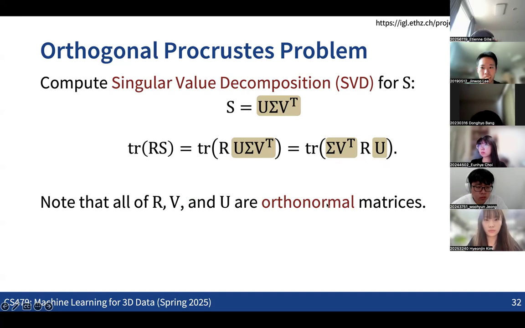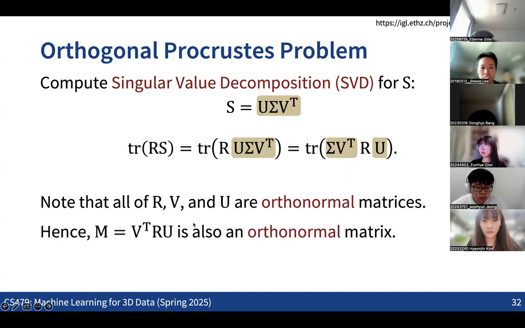Clear? And then what you can see is that for the V transpose R times R times U, since each of these is an orthonormal matrix, the multiplication of all those three matrices should also be an orthonormal matrix. So we now have one diagonal matrix and one orthonormal matrix here, which makes the computation even simpler, right?